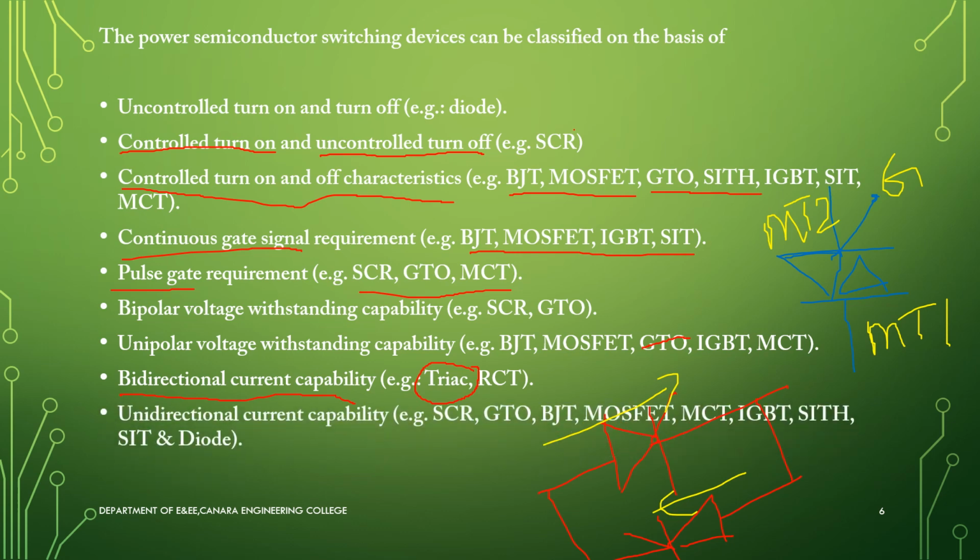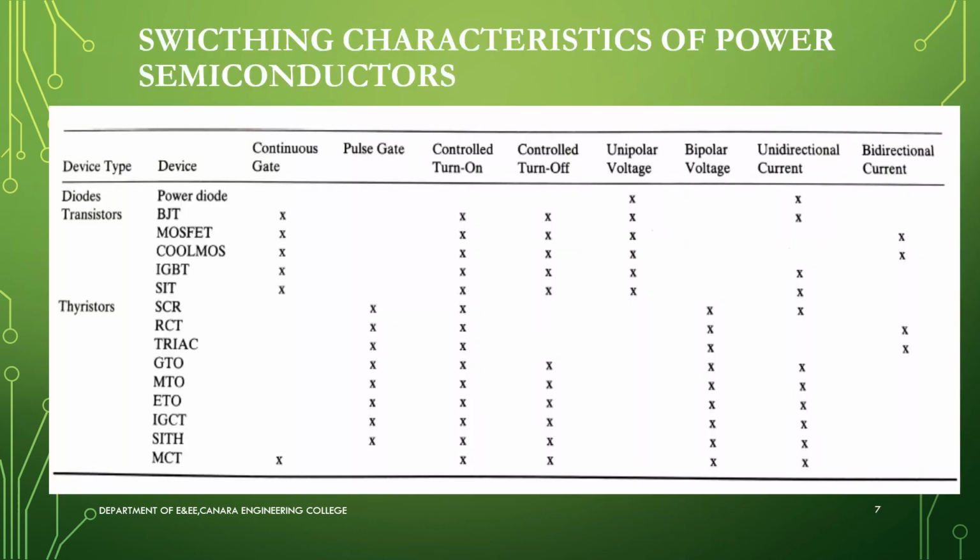Next comes unidirectional current carrying devices. So SCR, GTO, BJT, MOSFET, any semiconductor device which carries current in only one direction or which conducts in only one direction, you call it a unidirectional current carrying device.